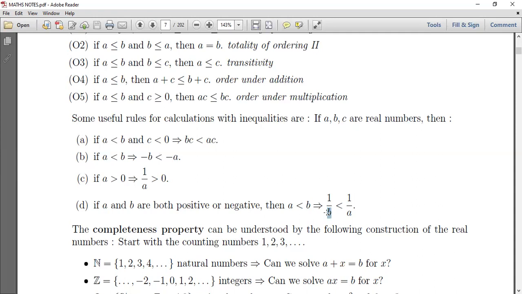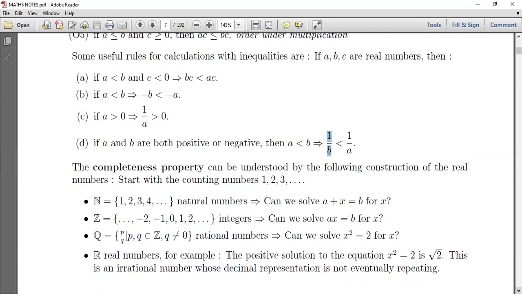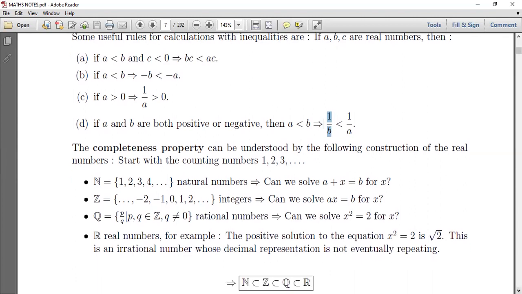1/4 is bigger than 1/10. That's what you are saying. 1/4 is bigger than 1/10. So a small denominator means a big number. A big denominator means a small number. 1 over 1 billion is smaller than 1/10. Okay, that's what I was saying.